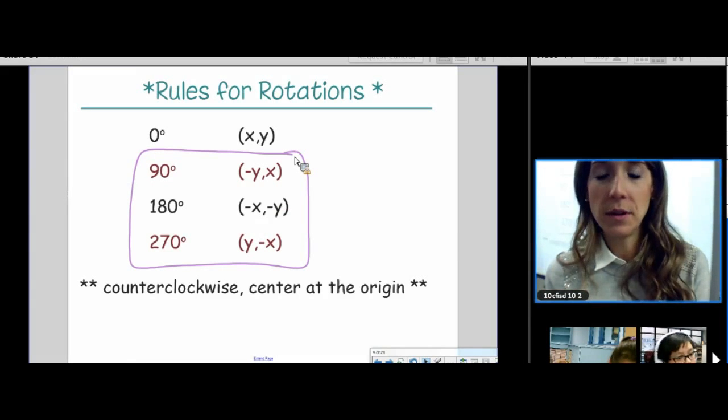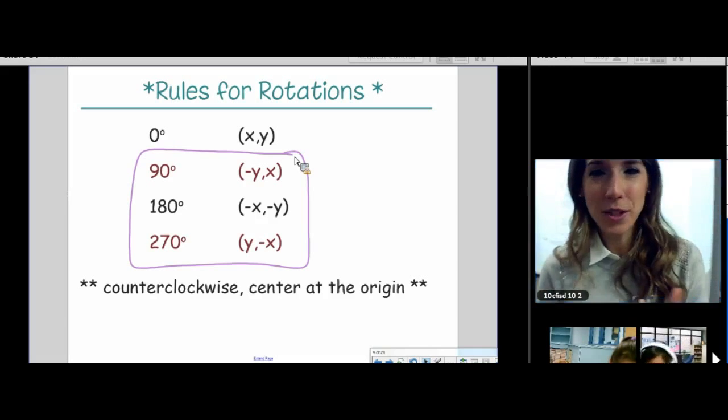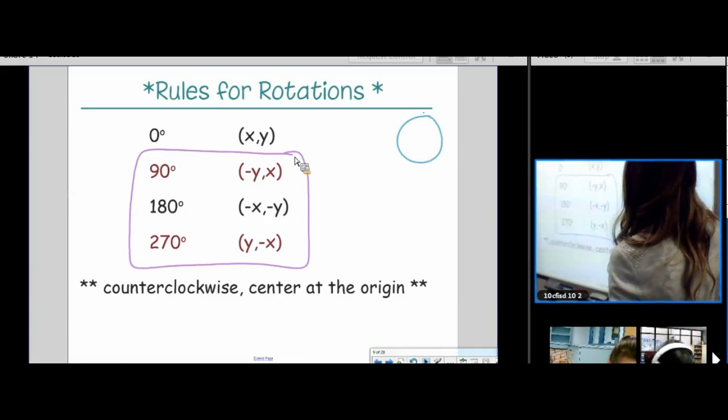I was asked if clockwise would make it different. The thing is that rotating 90 degrees counterclockwise is the same as what?